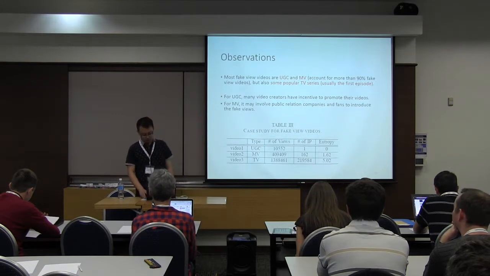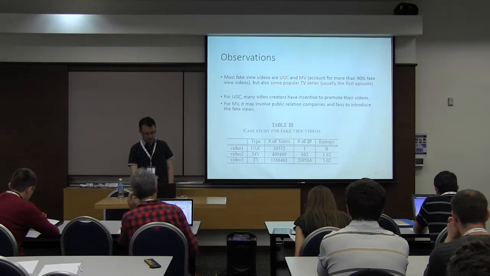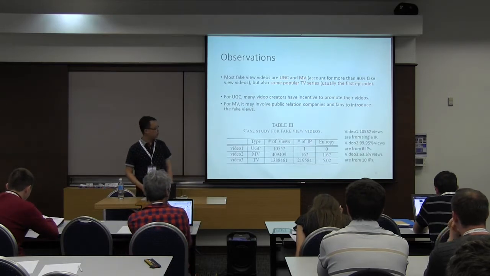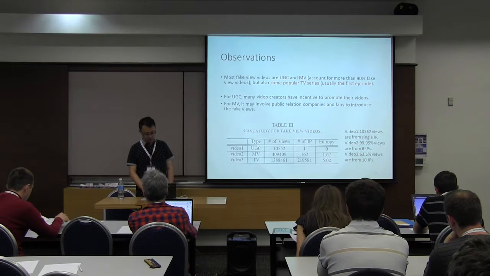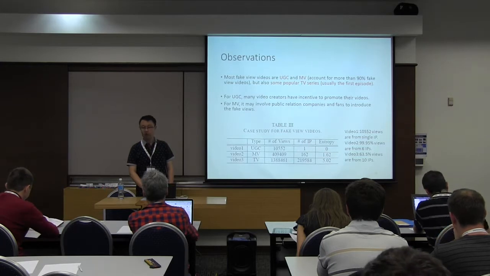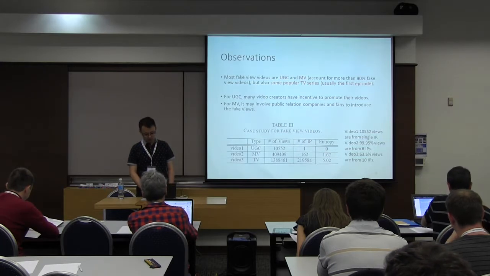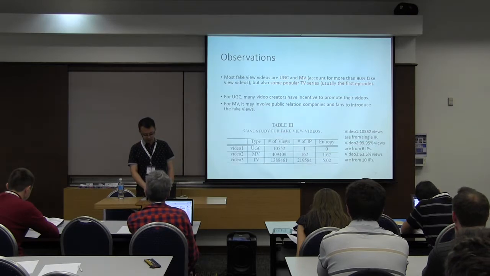This table also gives 3 typical videos affected by fake views. The first video belongs to user-generated content, and all its views are from a single IP. The second video is a music video, and almost all its views are from 6 different IP addresses. The last video is a TV series, and more than 60% of its views are from 10 different IP addresses.